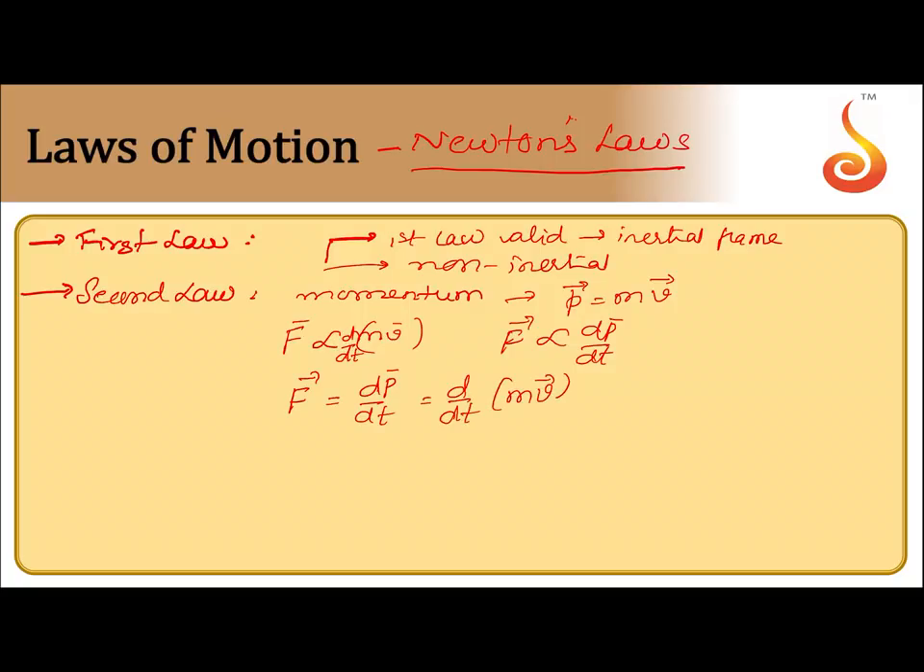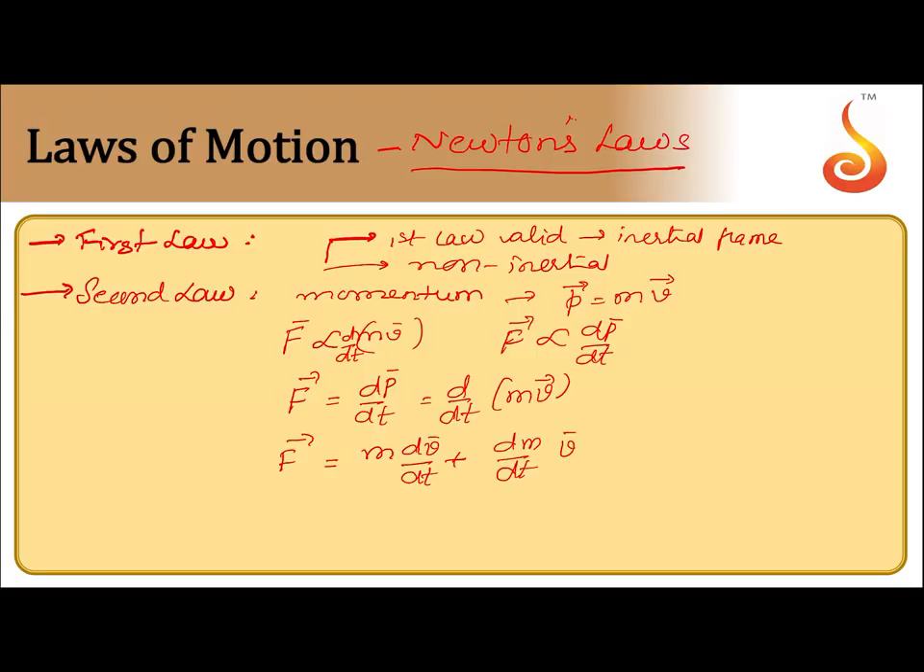That's right. Thus, this equation can also be written in the following form: F is equal to, what does it become? It becomes m dv by dt plus dm divided by dt into v.